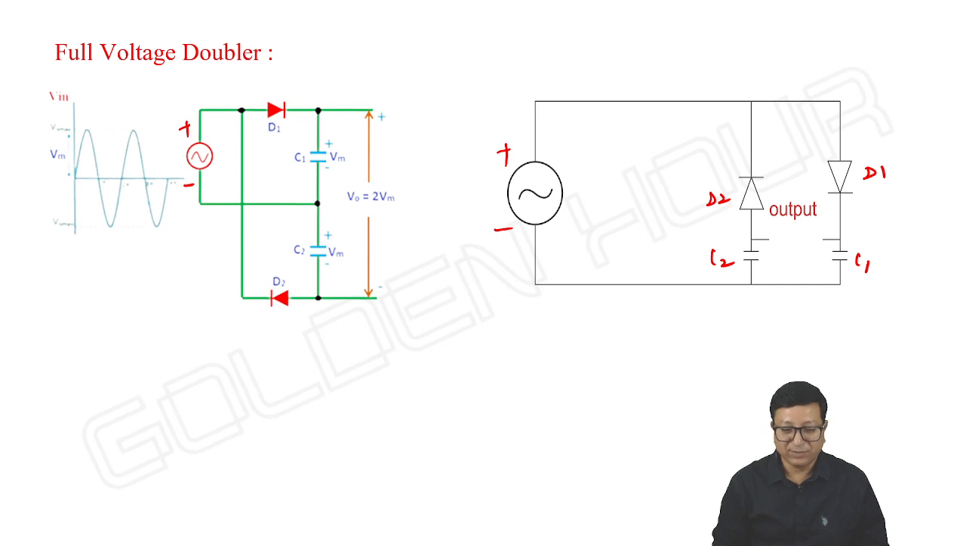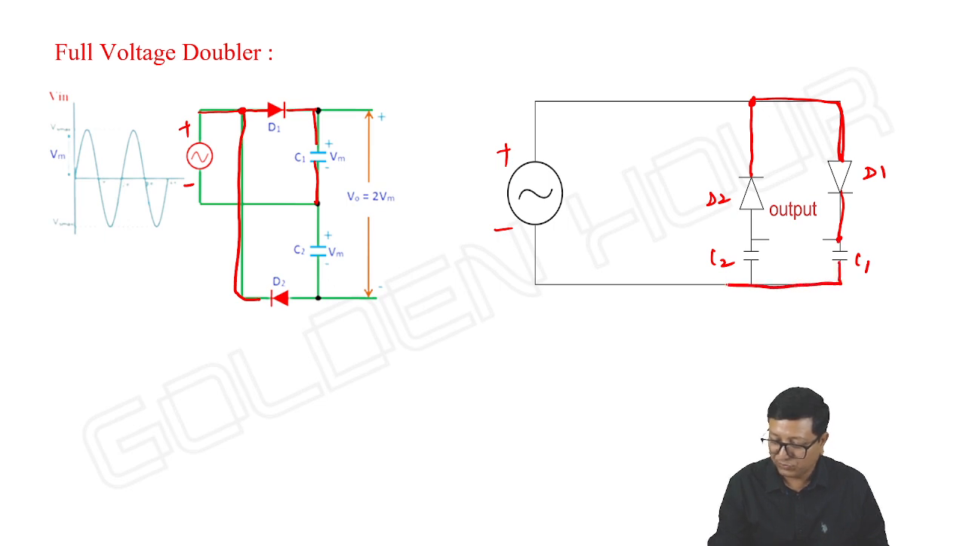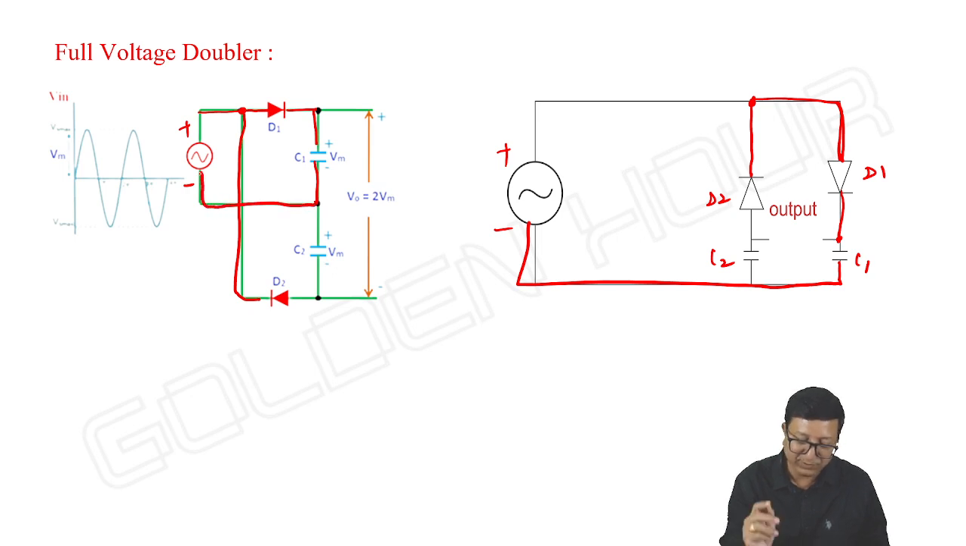Now look at the circuits, how the circuits are same. From the positive terminal of the supply, it is going to the anode of D1. Similarly, the same point is going to the cathode of D2. From anode of D1, cathode of D1, capacitor C1, one end of C1, and the other end of C1 is going to the negative terminal of the supply.